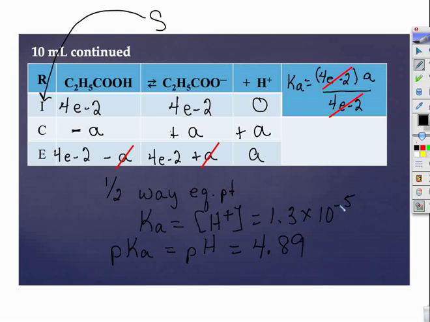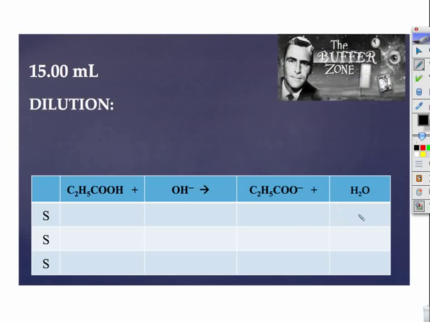4.89. Now, what this means is if I didn't know my Ka, I could do a titration, measure my pH halfway to the equivalence point, and I could find an unknown pKa, which is what you're doing in your lab. Okay, so that one's not too bad, I hope.